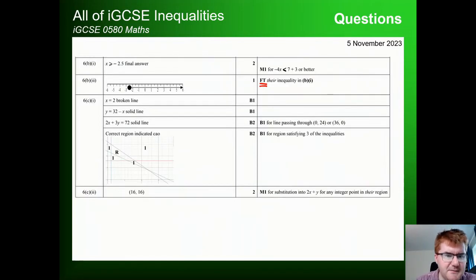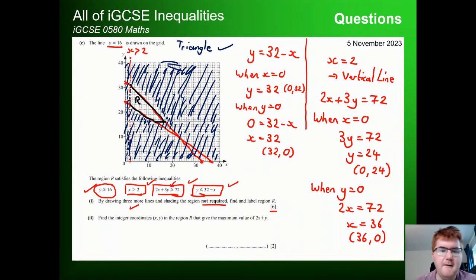You can see from the mark scheme it's not actually very clear because of this one here, but it should be this region here, and I've indicated that very, very clearly for the mark scheme. Now here we need to find the integer coordinates x, y in the region that give the maximum value of 2x plus y. So again, similar to the previous question we did here, we want the largest value of x. That's what we're looking for here.